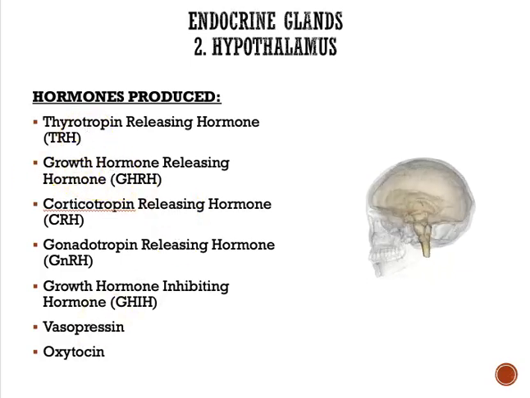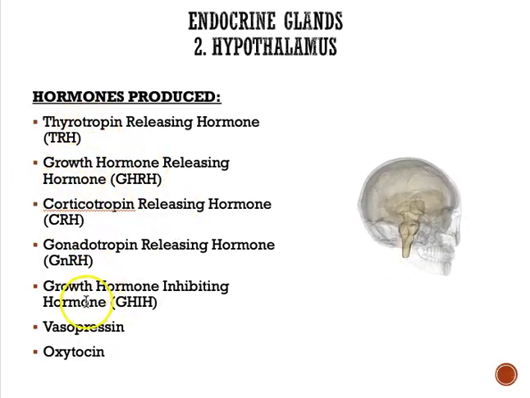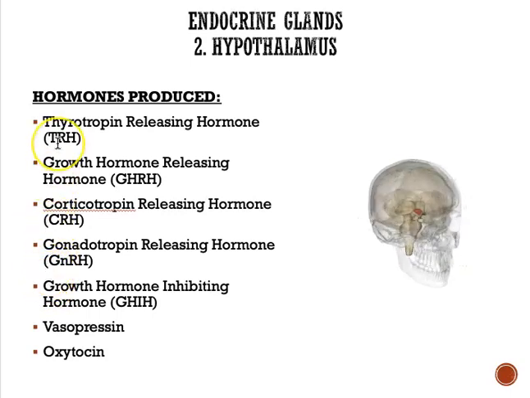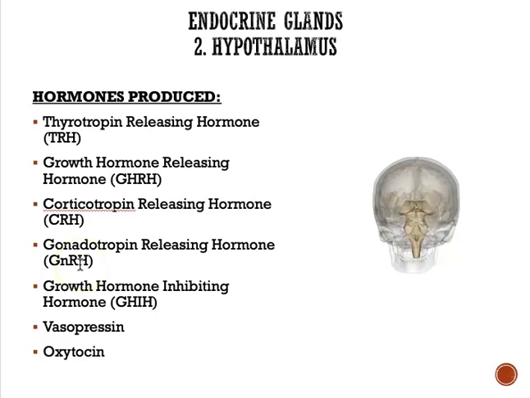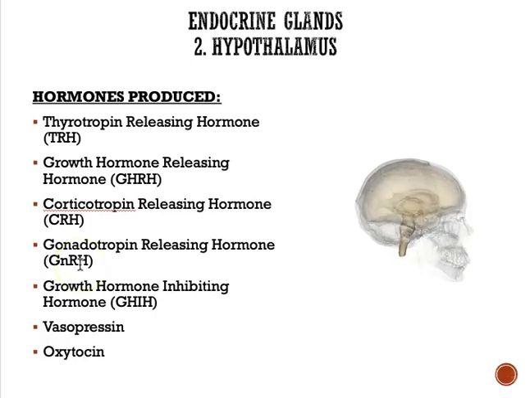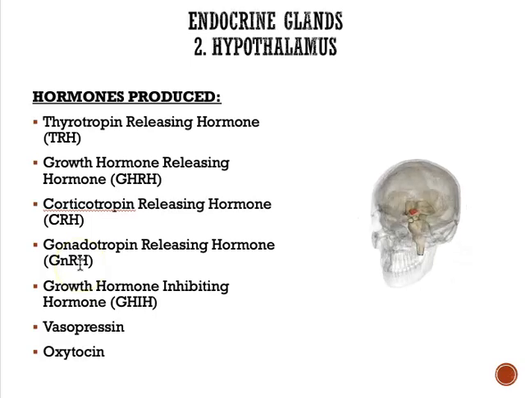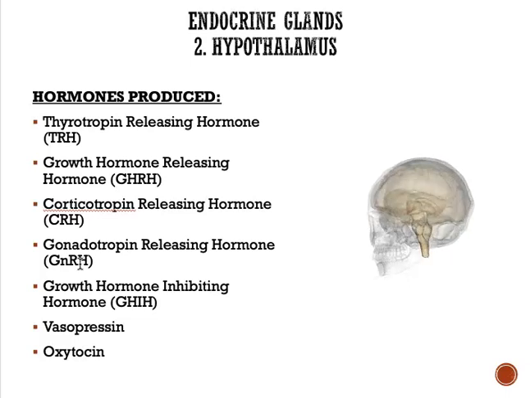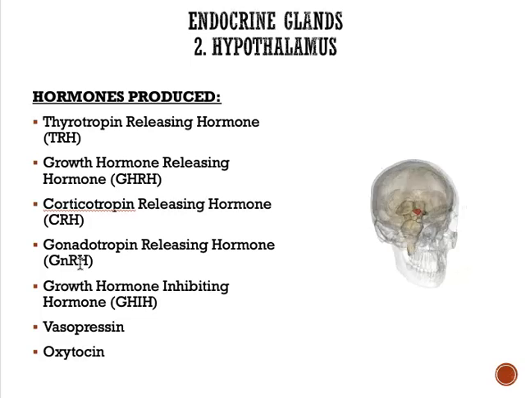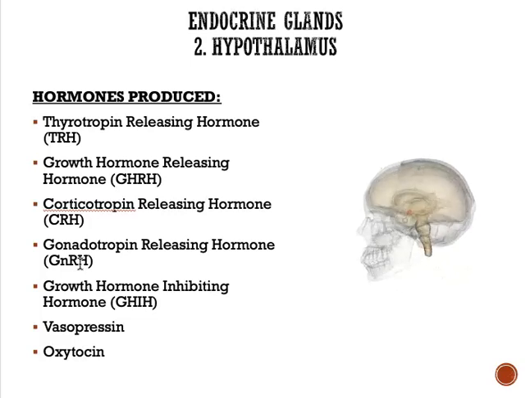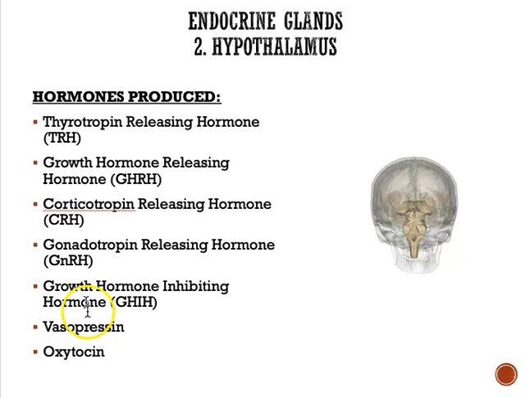So what we're going to see is that all of these top ones, not vasopressin, not oxytocin, but these other ones, are going to affect the anterior pituitary, and then the anterior pituitary will release something else, which then will affect an organ, or cause something else to release something, which ultimately has an effect. We'll see that in a minute.